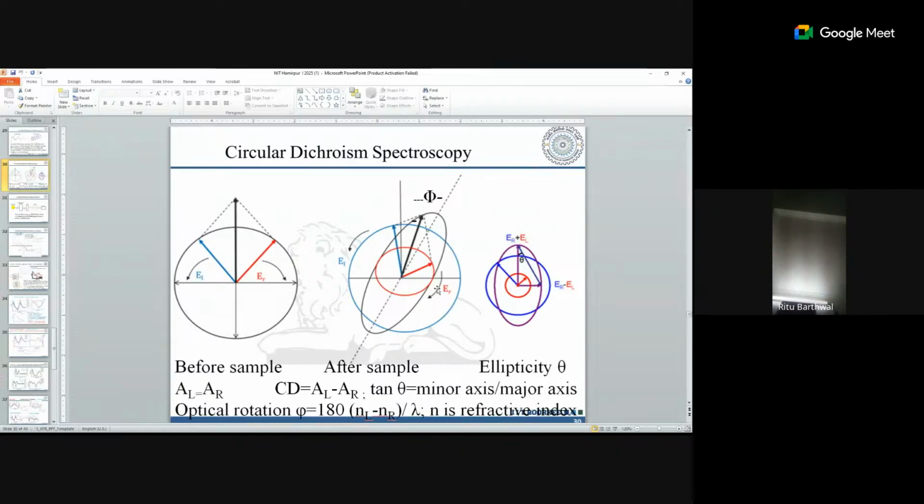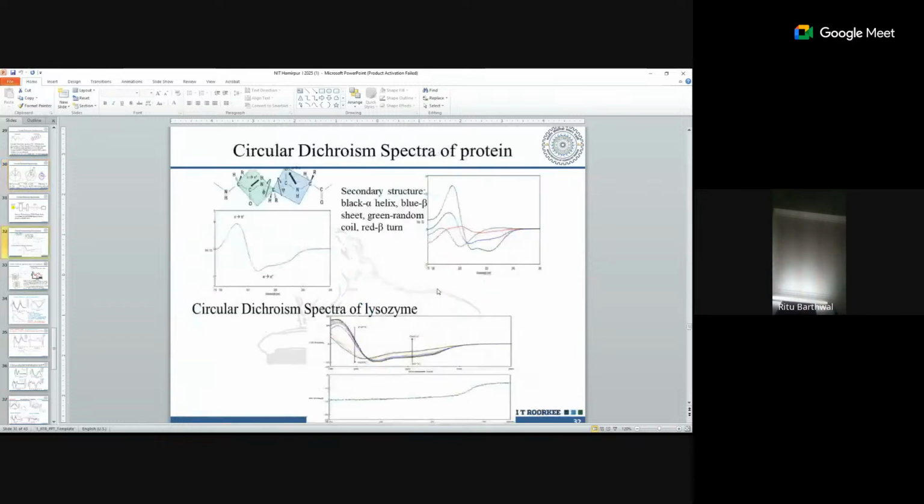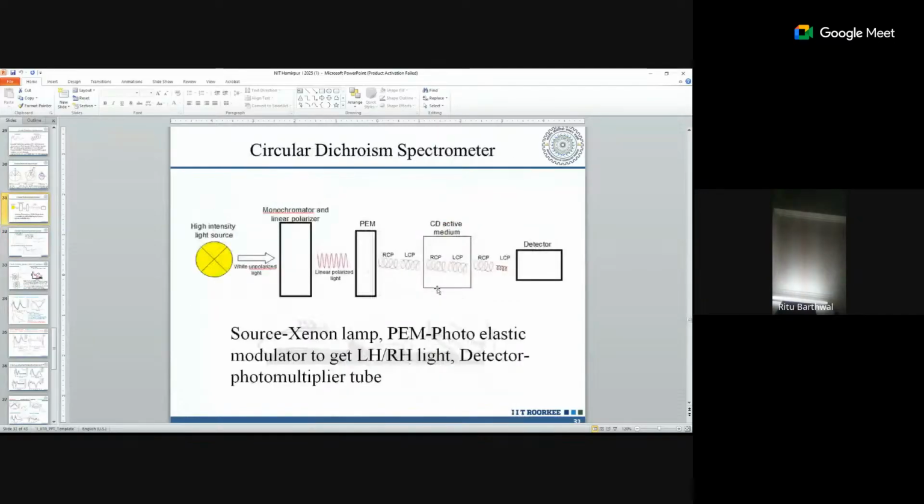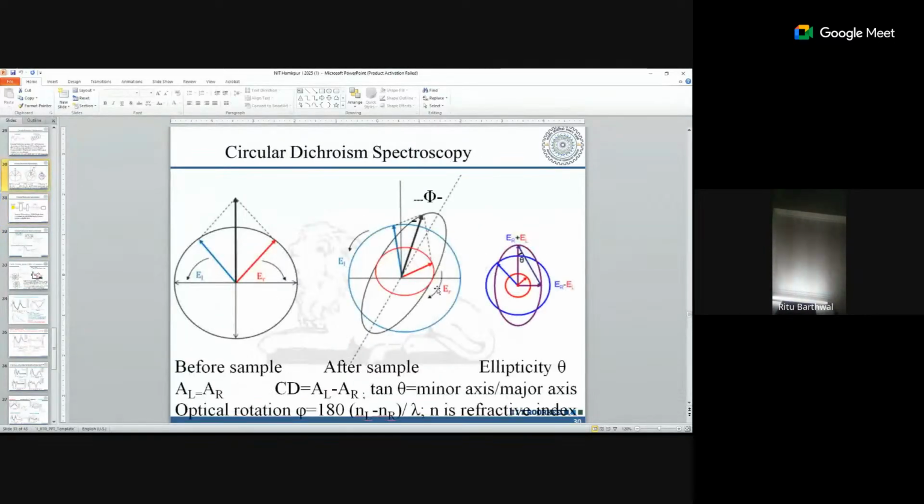What wavelength will you observe? For example, DNA absorbs at 260 nanometer. OD we will get at 260. CD also will be at 260. Basically, it is absorption spectra. It's nothing but absorption spectra, but instead of using unpolarized light, we will use LH light or RH light, and we will find the LH minus RH difference.